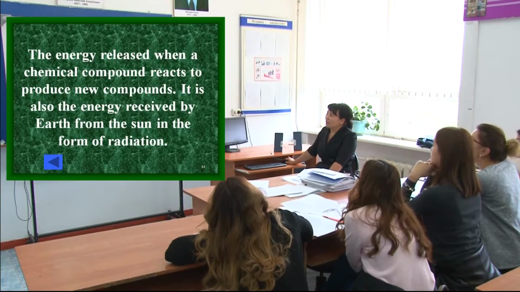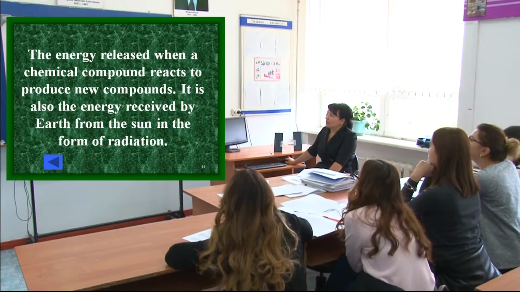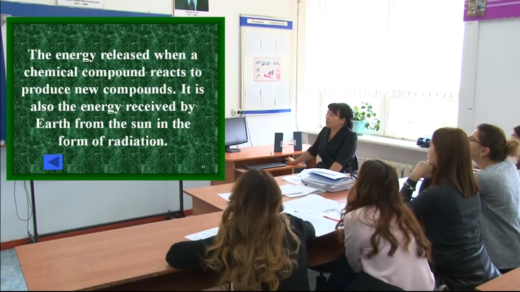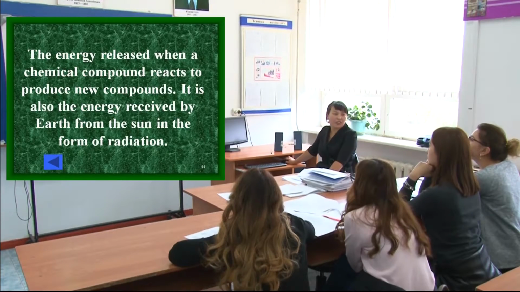Mineral resource 30. The energy to produce new compounds. It's also the energy received by Earth from the sun in the form of radiation. Nuclear energy.